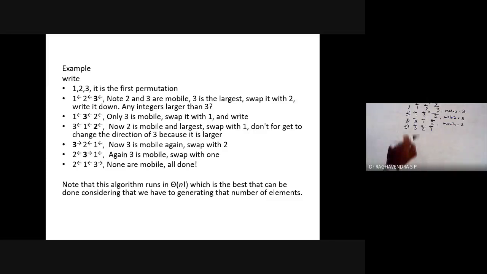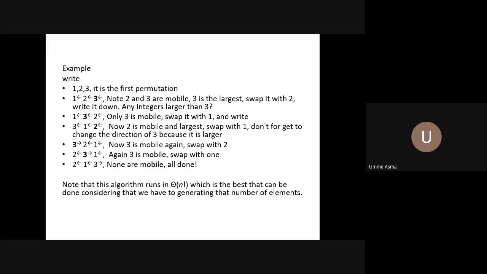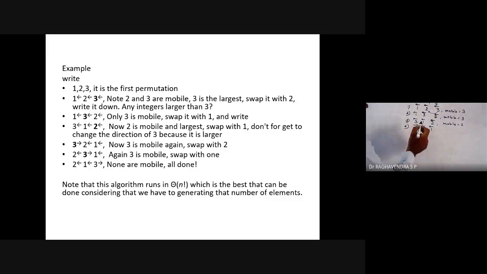3. So we have to change the direction of that number. Got it? Means whenever you perform the swapping, check whether there is any number greater than the swapped number. If there is any number which is greater than the swapped number, you change the direction of that. So in this case, 3 is greater than 2. So that is why I have changed the direction from left to the right.